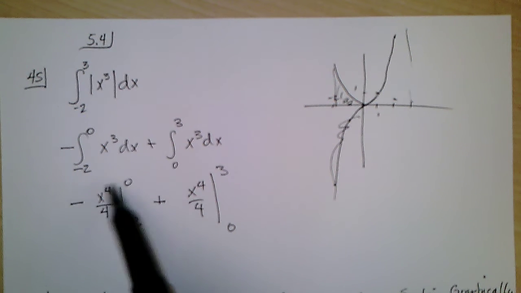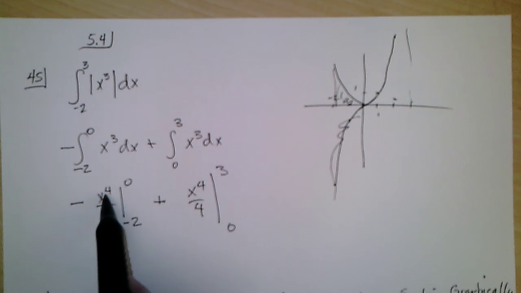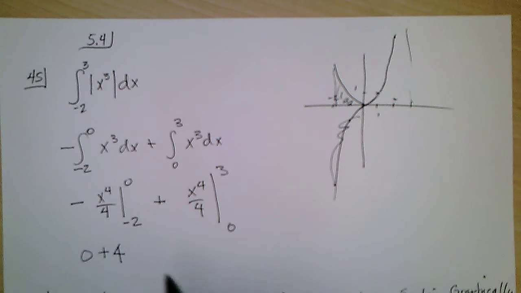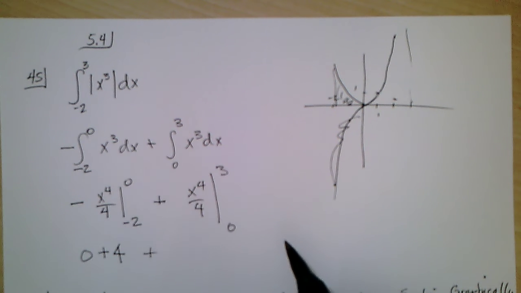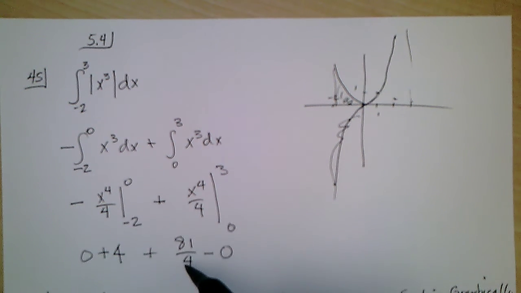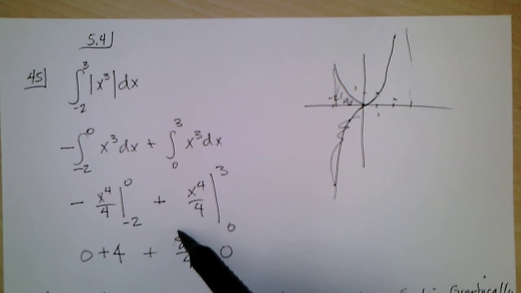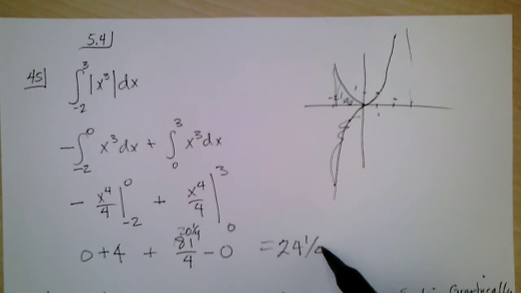So putting 0 in here, I get 0, and then I'll have minus a minus, which is plus. And I'll put minus 2 in there, and that'll be 2 times 2 is 4 times 2 is 8, 16 over 4, or 4. So I got 0 plus 4 plus, put 3 in there, and I got 3, 9, 27, 81 over 4 minus, put 0 in there, 0. So this is 20 and 1/4 plus 4 more is 24 and 1/4.